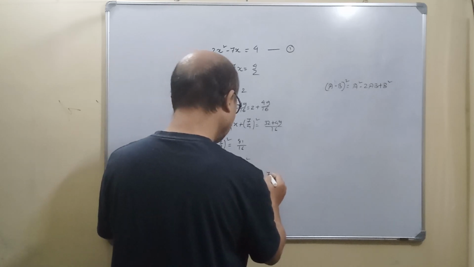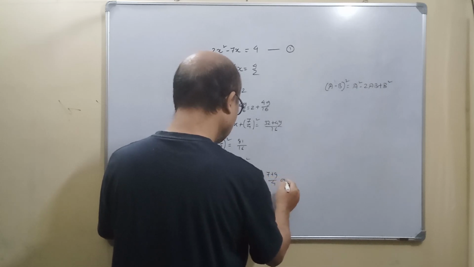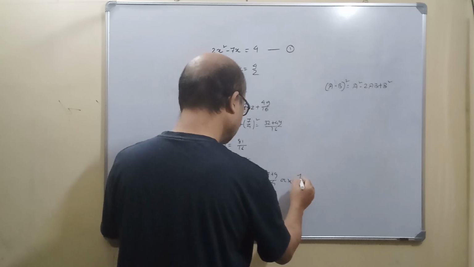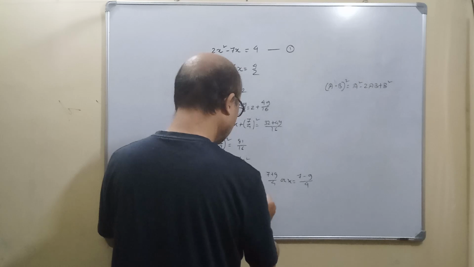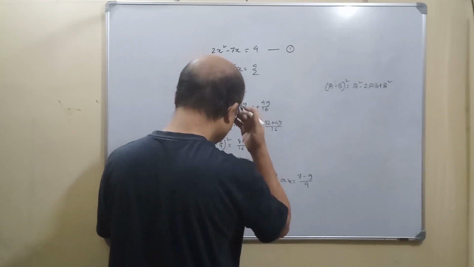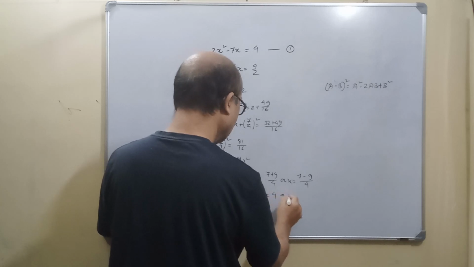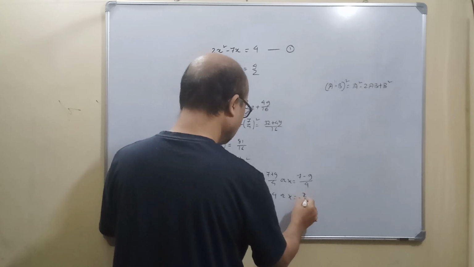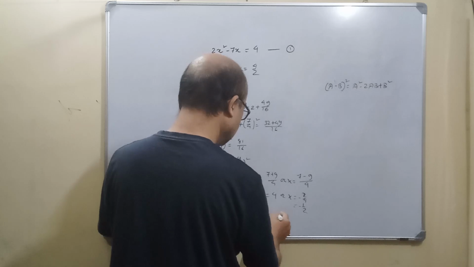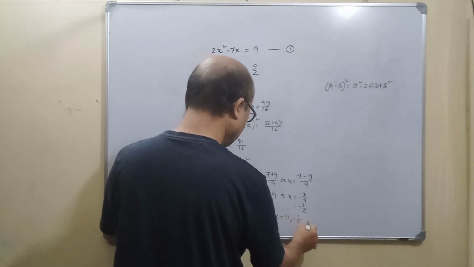And x is equal to either 7 plus 9 by 4 or x is equal to 7 minus 9 by 4, hence x is equal to 4, or x is equal to minus 2 by 4, which is equal to minus 1 by 2. Hence x is equal to 4 or minus half, and that is the answer.